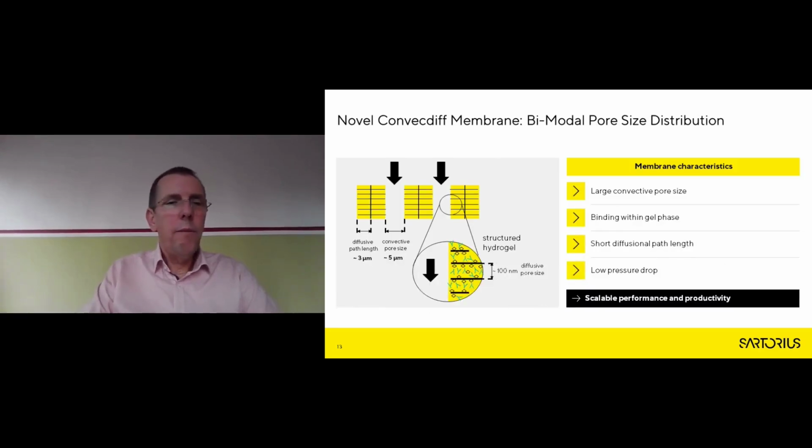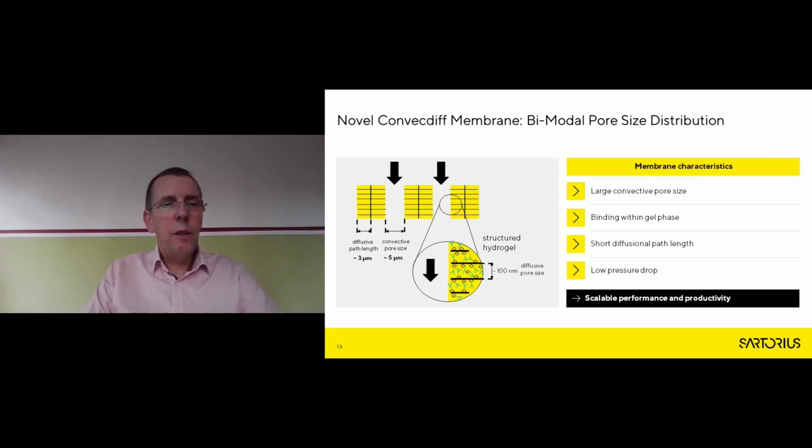The novel convective membrane platform brings together the positive characteristics of both technologies, that is to say, fast mass transfer and high binding capacity without exhibiting small convective pore sizes. This is achieved through the introduction of a structured hydrogel that represents the binding phase, very similar to the binding phase in traditional resin beads.